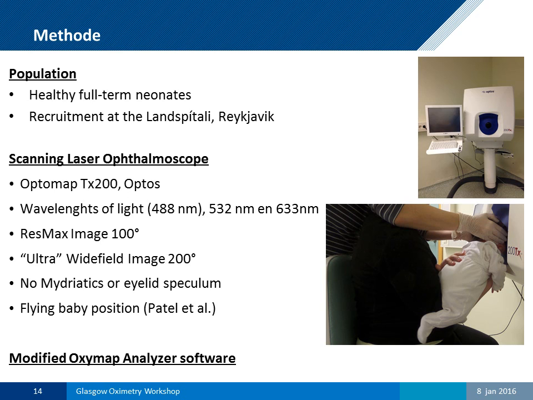2x200 from Optos. We used a Resmax 200 of 100 degrees setting for the analysis with the modified Oximap analyzer software. The images were obtained by using the flying baby position, which more or less means that we're holding the child's head in the machine.